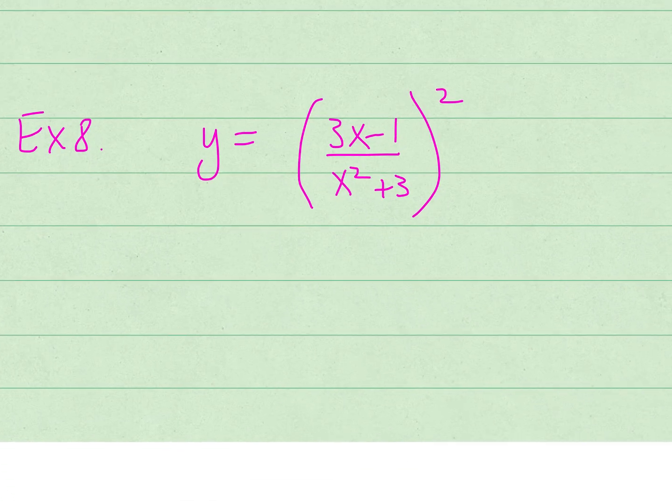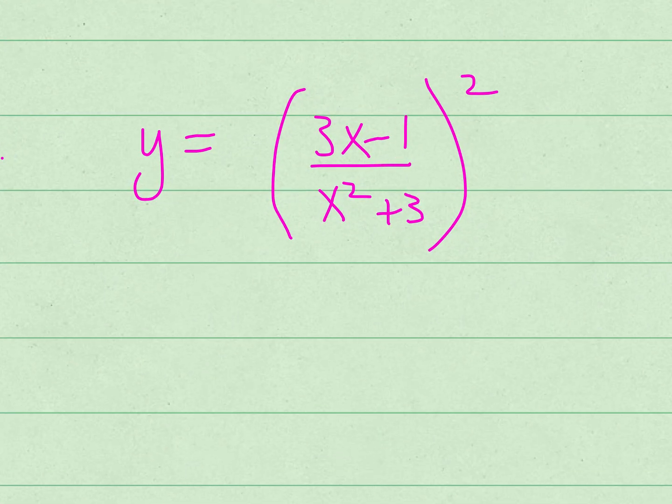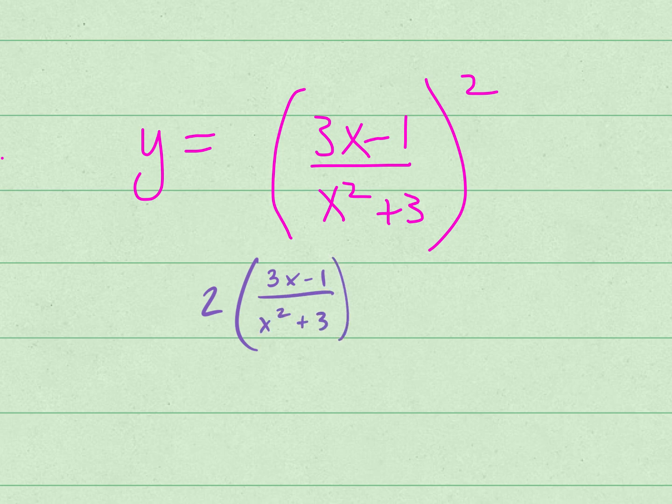All right, example 8. Take the derivative. How would we find the derivative? Well, what would we do first? Let's do the chain thing. 2 goes to the outside. The inside stays exactly the same. We have 3x minus 1 over x squared plus 3. What's our new exponent? 1 to the 1st power. Times the derivative of the inside.